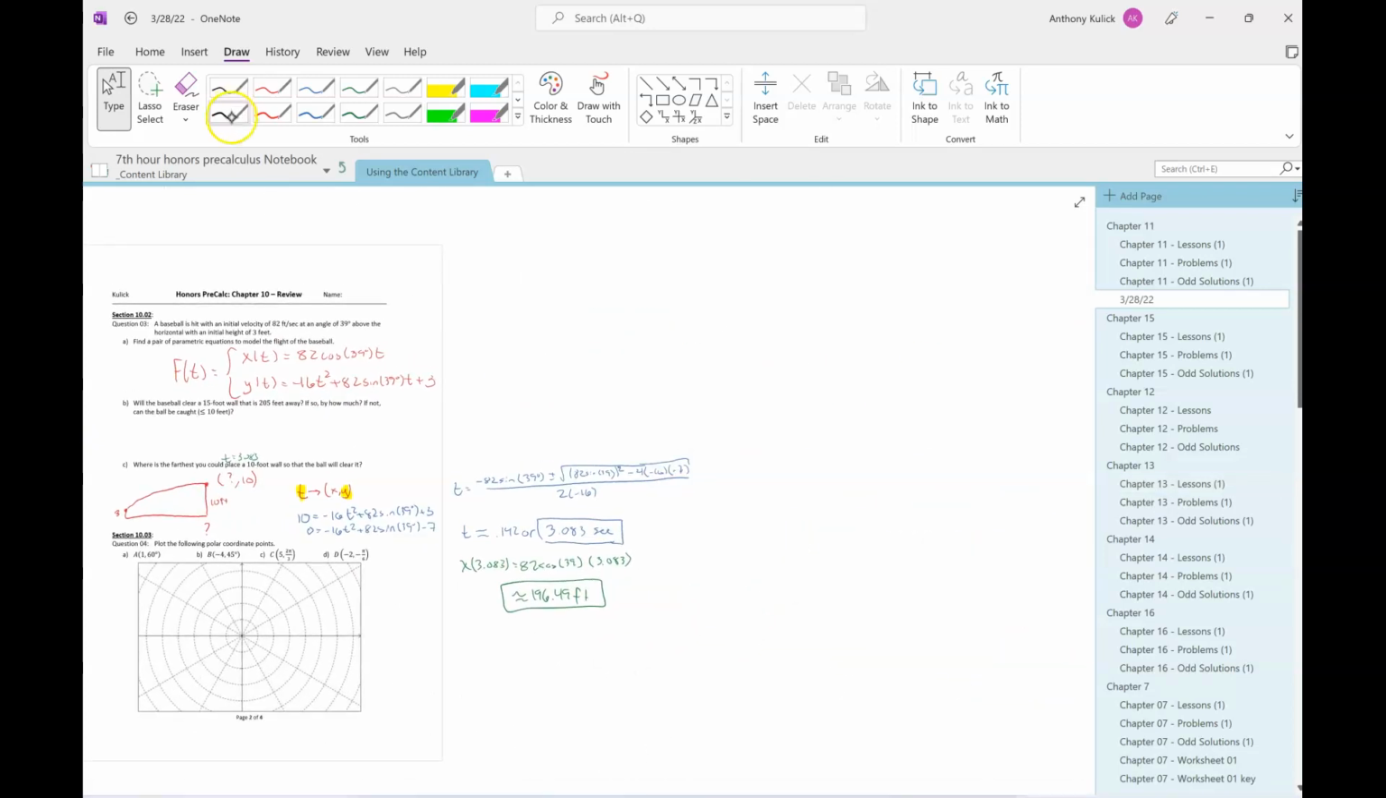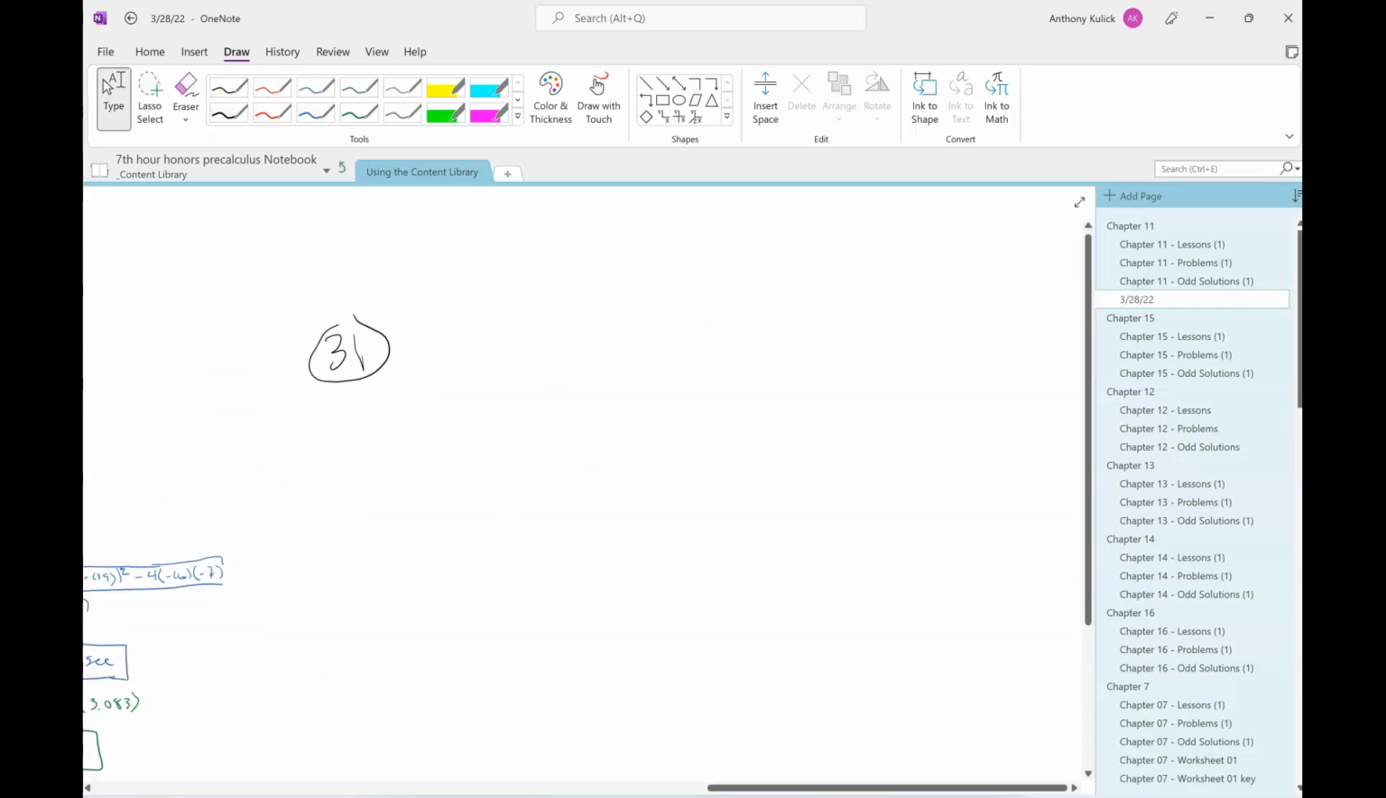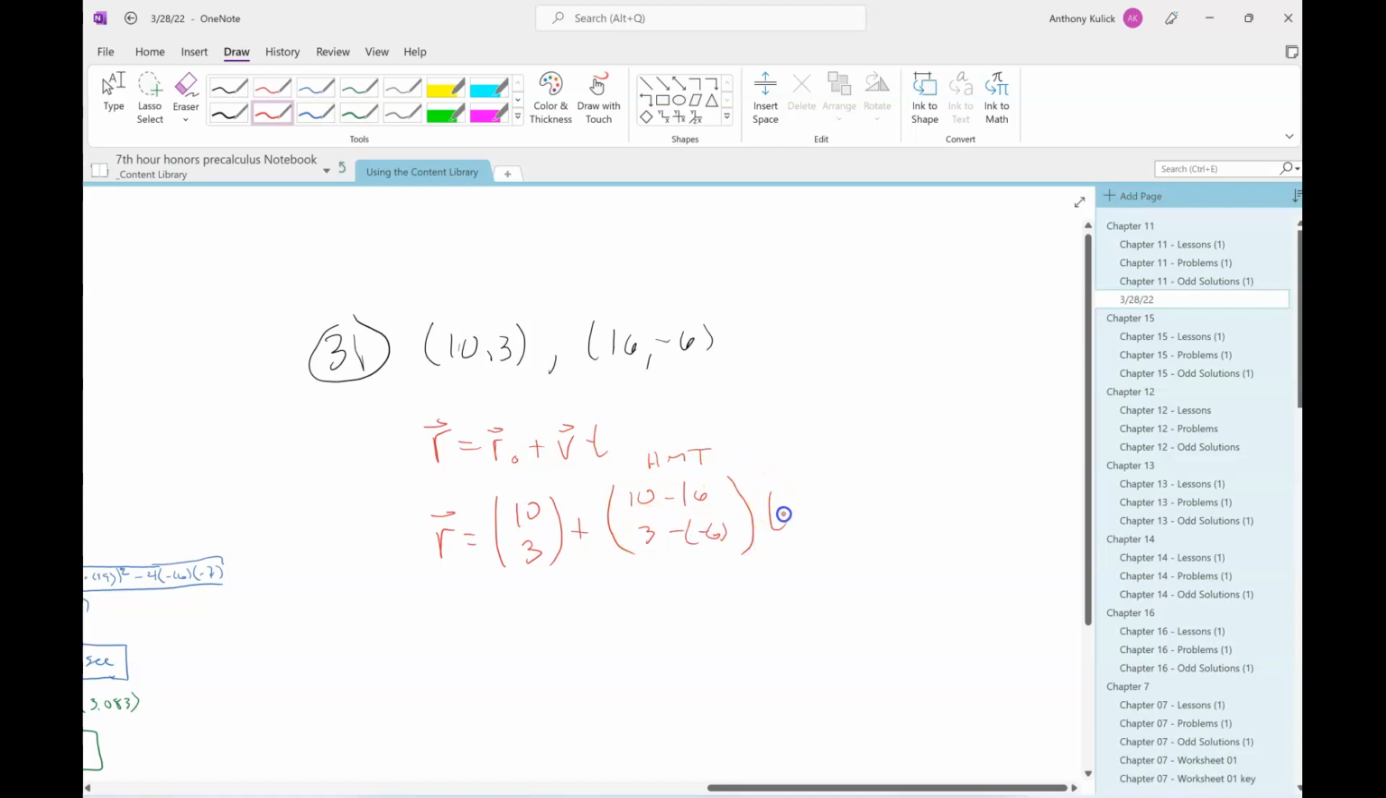All right, so 31. Okay, so it's the parameterization for a line through these points. This is pretty easy regardless of how you do it. My suggestion would be to use the vector equation for a line to do this. So remember, R0 is a point vector, so you could use either point as your point vector. And V is your direction vector. To find that, all you're doing is the head minus tail rule. And it doesn't matter which one you make your head and which one you make your tail. I usually just make the first one the head and the second one the tail.